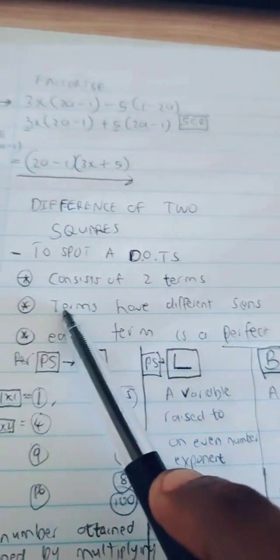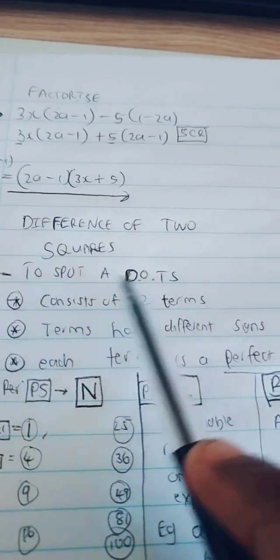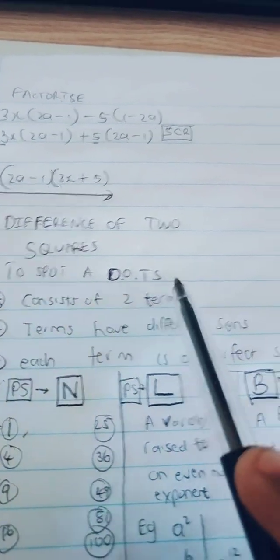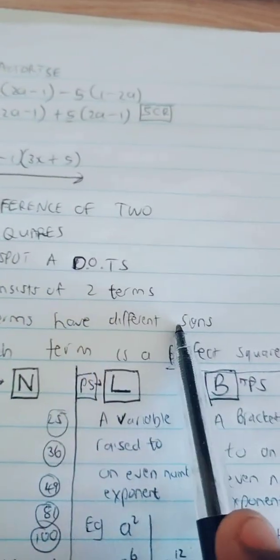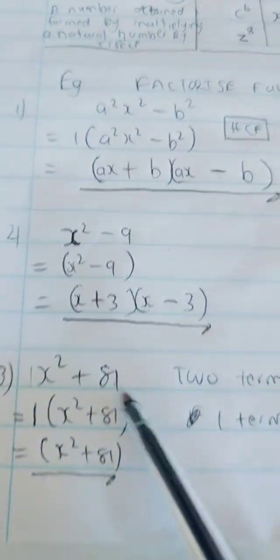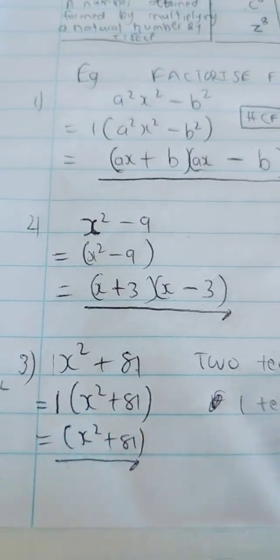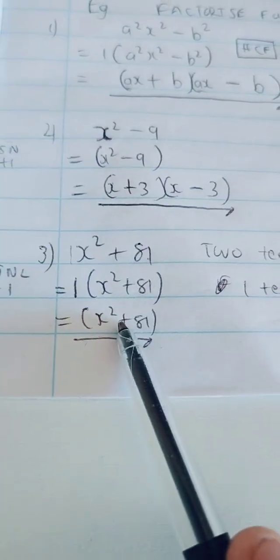No, they don't. So therefore, you see now, when we are saying to spot a difference of two squares, they must consist of two terms. Yes, this is two terms inside the bracket. Two, the terms must have different signs. You see, that's where we stop. These terms don't have different signs. So therefore, this is not a difference of two squares.